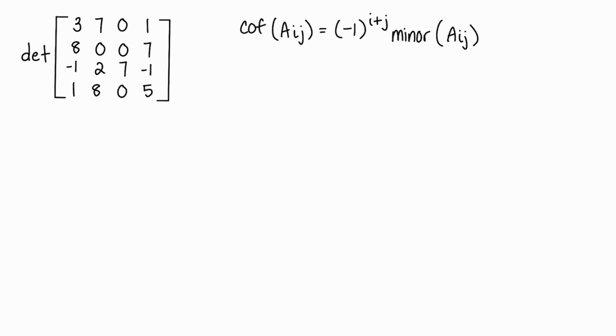Hi, so today we'll be solving this 4x4 determinant problem with cofactor expansion. First of all, you want to choose any row or column. It's easier to pick the ones with more zeros in it because that's less work for you to do, but any row or column will give you the same answer. In this one, I see there's a column with 3 zeros, which is really good.